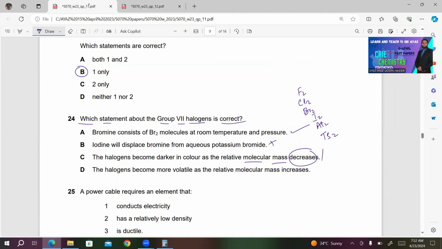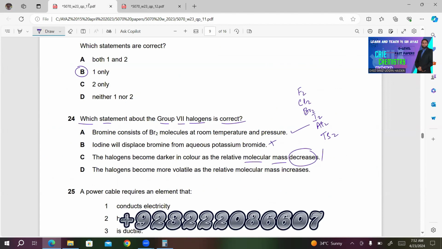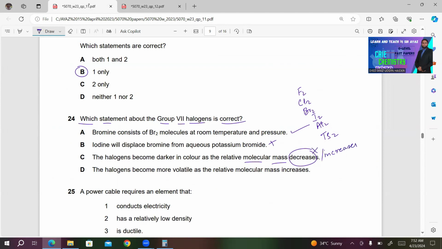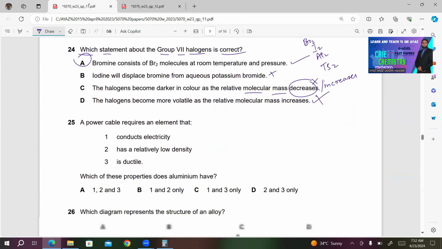So halogens become darker in color as the relative molecular mass increases, not decreases. So this is also incorrect. D, the halogens become more volatile as the relative molecular mass increases. This is also wrong. As you go down the series, they do not become more volatile. At the top of the series, you have more volatile halogens. So this is also incorrect. So only A is the correct answer in this case.